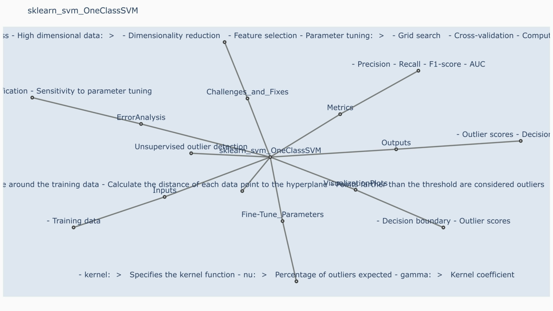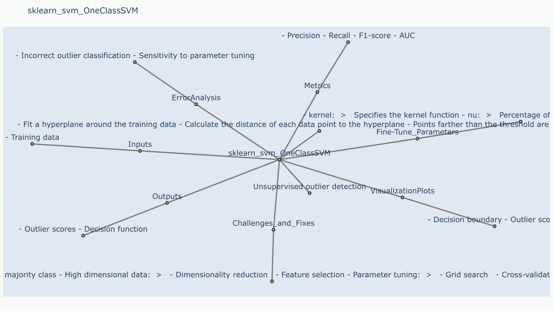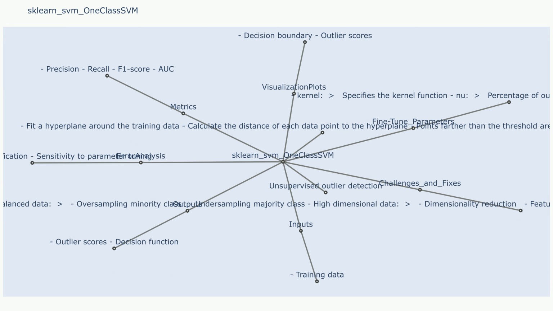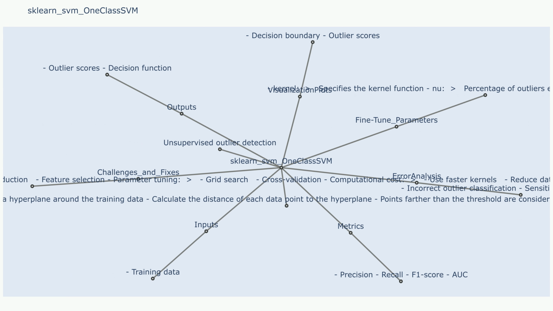sklearn SVM OneClassSVM. Description: One-class SVM is an unsupervised machine learning algorithm used for anomaly detection. It learns a boundary around the normal data points and classifies any data points outside this boundary as anomalies. Inputs: X, a 2D array containing the training data. Each row represents a data point. Kernel: the kernel function used for the SVM. Common options include RBF, linear, poly, and sigmoid. Outputs: model: the trained one-class SVM model.